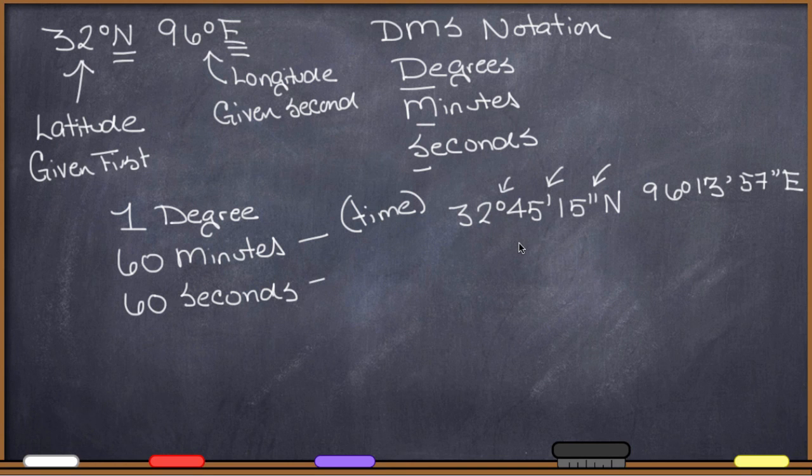So chopping up the next degree here into 60 minutes, we've got 45 of them. Chop up 1 minute into 60 seconds, we've got another 15 of them, and so forth. And then we've got minutes and seconds over here in the longitude as well. So this is a very common way to give latitude and longitude, and it is read just like that: 32 degrees, 45 minutes, 15 seconds north, 96 degrees, 13 minutes, 57 seconds east. And that's the way that we give our coordinates.